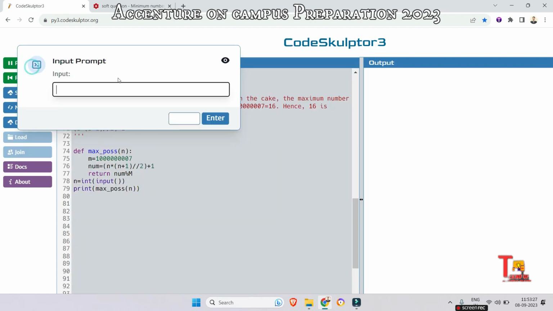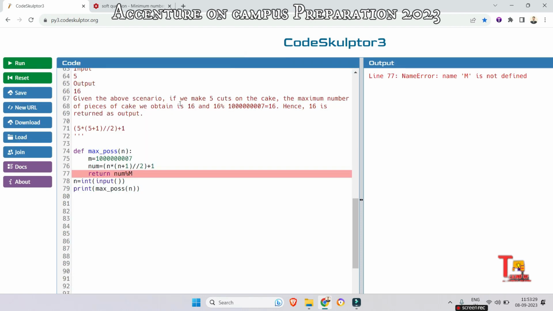I hope this will give the actual output. Just run this and check. Error: m is not defined. Oh, sorry, this is a small m. So for 1 it will give 2, and for 5 it will give 16.